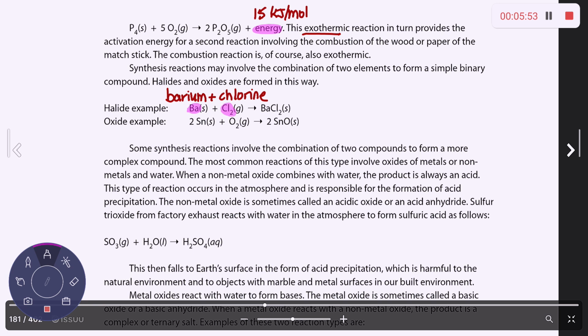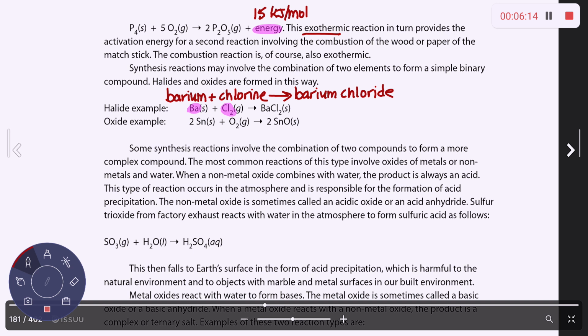Chlorine is diatomic. That's why it's Cl2. If you are writing something out like this and asked to predict the product of a synthesis reaction, I strongly recommend you write it out in words first, then convert the words to the chemical formulas, because that's the easiest way for you to get the correct answer.